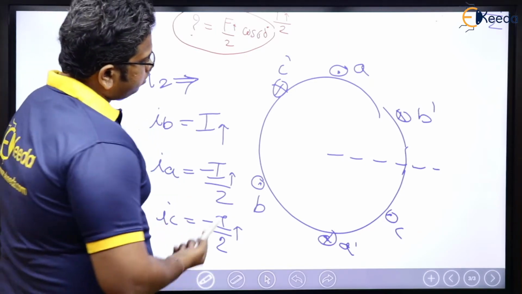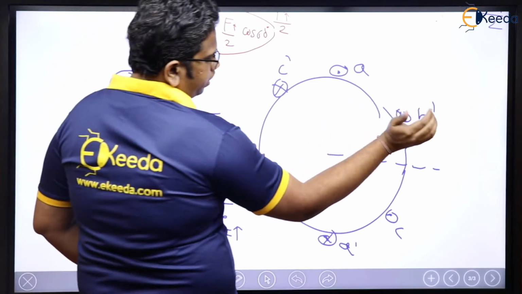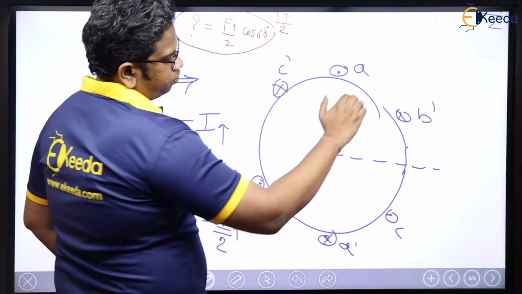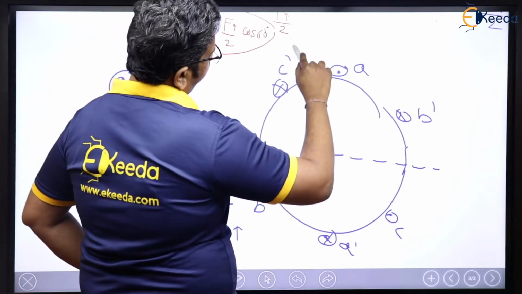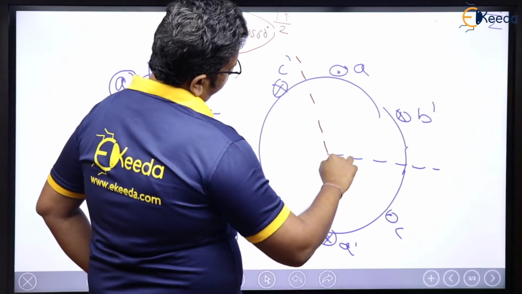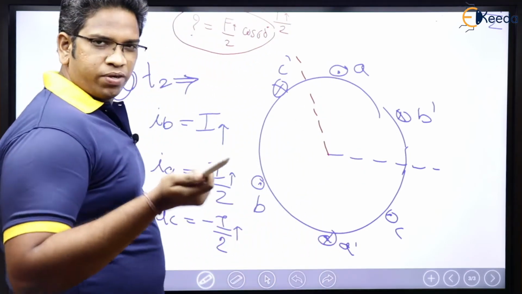What about FB? FB is going to be how? See, this is B and that is B dash. Entering is cross, this is out of the board. FB is going to be this way. The flux is going to be this way. This is going to be the MMF of FB. FB is red, we know that, right?